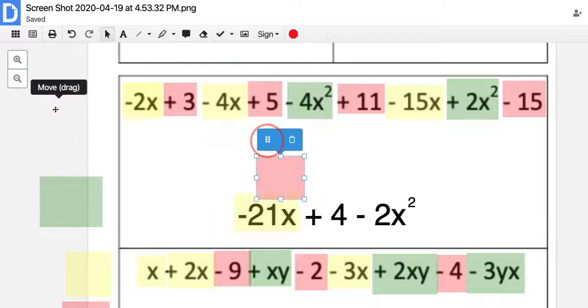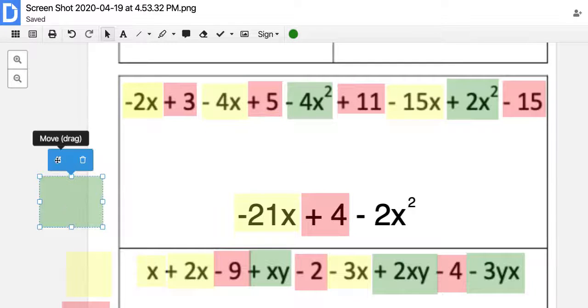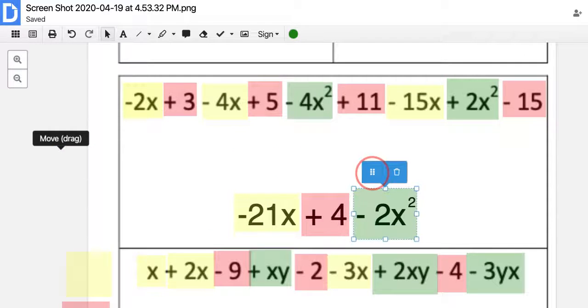The next like terms are negative 4x squared and positive 2x squared. Since both of them have the variable x and the same exponent, that's why they're like terms. So one is negative, the other one is positive, so that means I have to subtract them because they're different signs. So that will give me negative 2x squared. So my final answer is negative 21x plus 4 plus negative 2x squared.